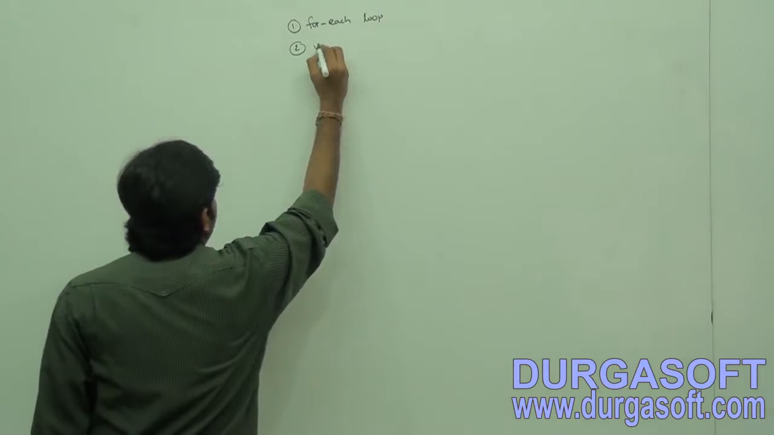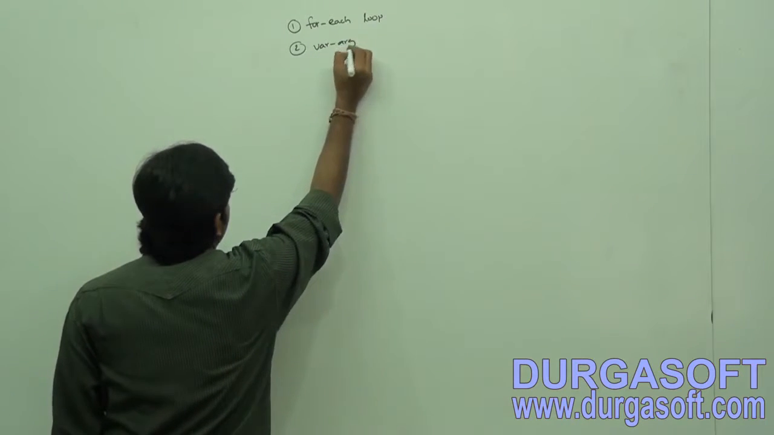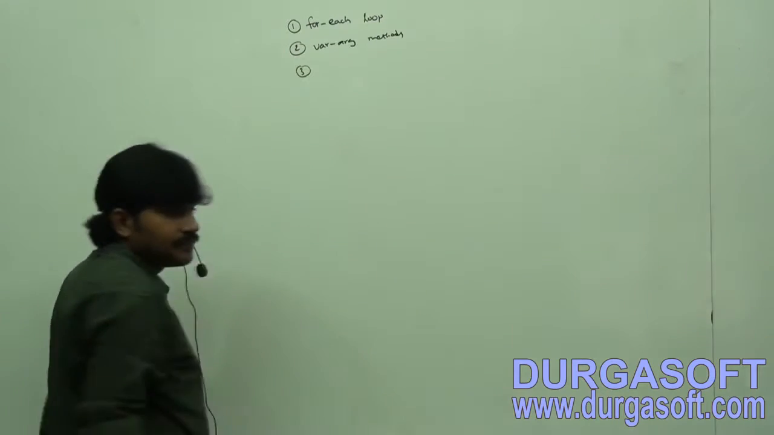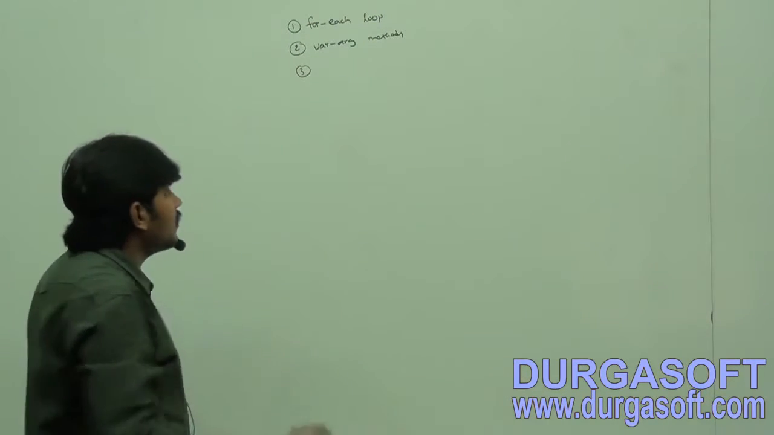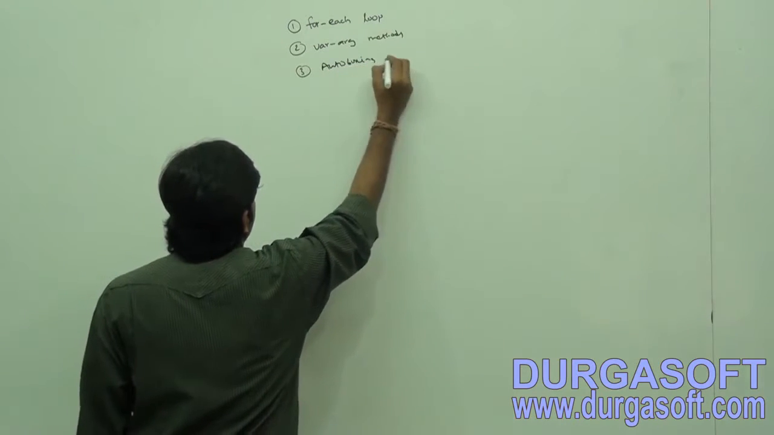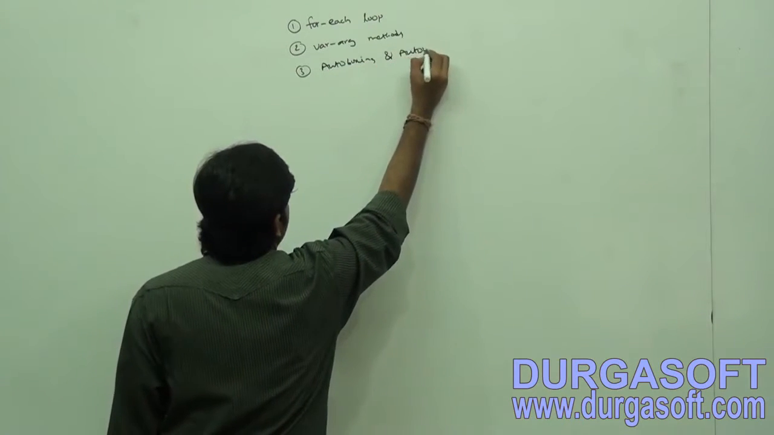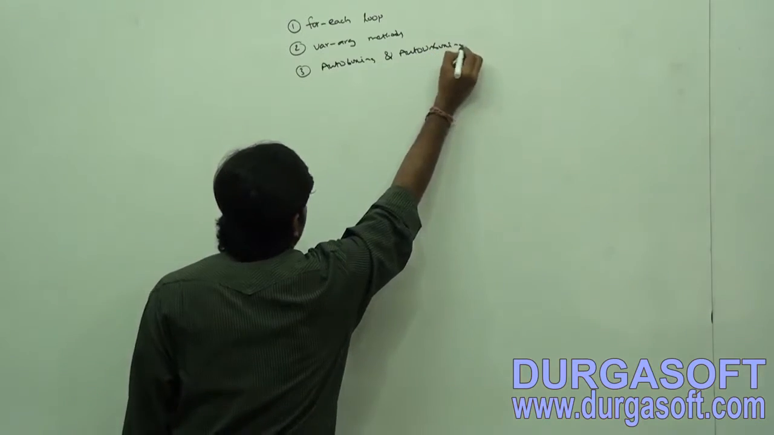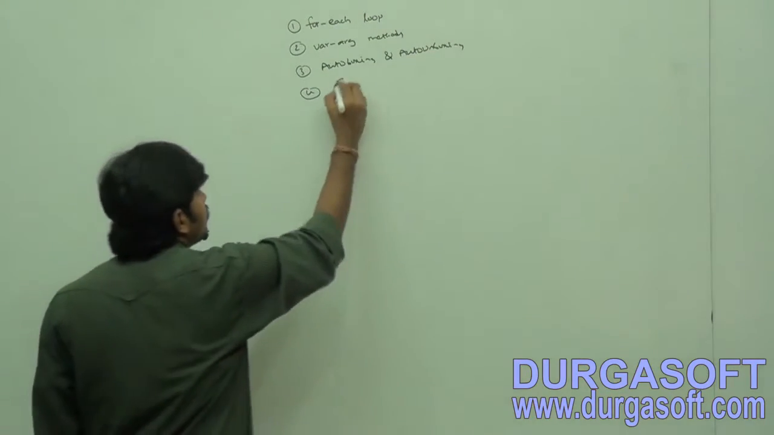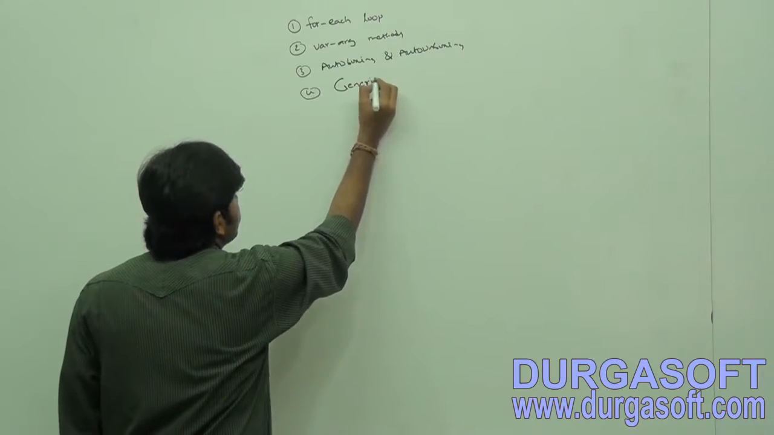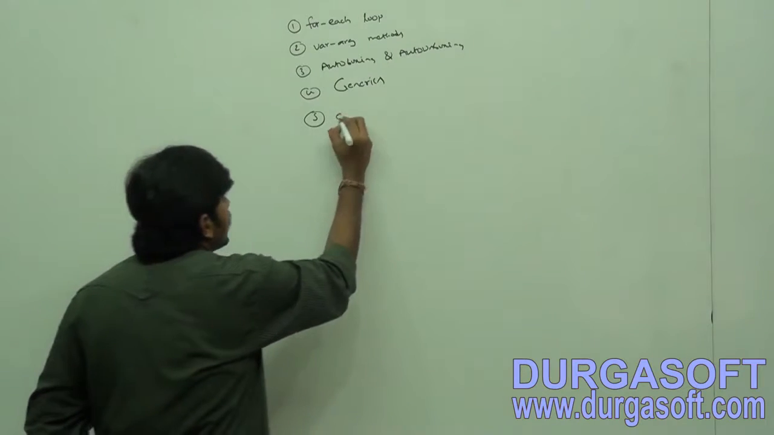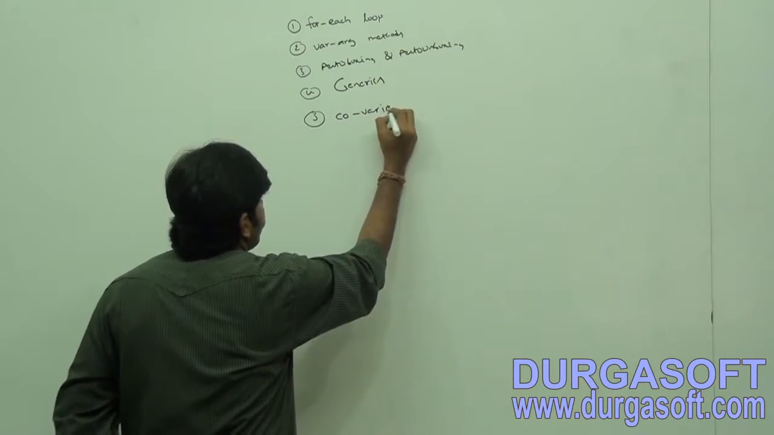Next, var-arg methods. How much help is this concept, you know? Var-arg methods, correct or not? Then another concept, autoboxing and auto-unboxing. Beautiful concept. Next, do you know the generics concept? Generics also came in 1.5 only. Next, the covariant return types concept also.